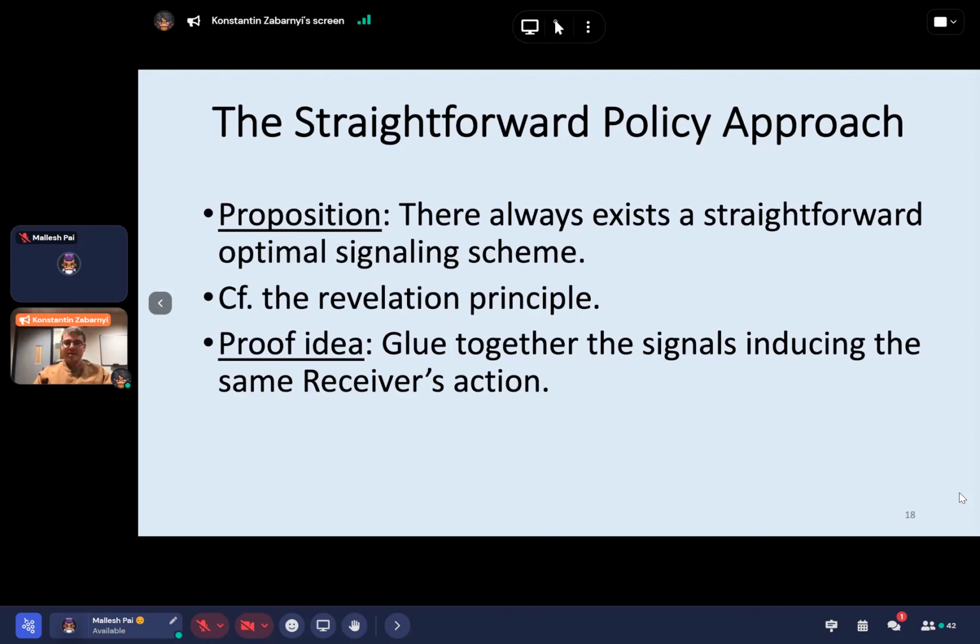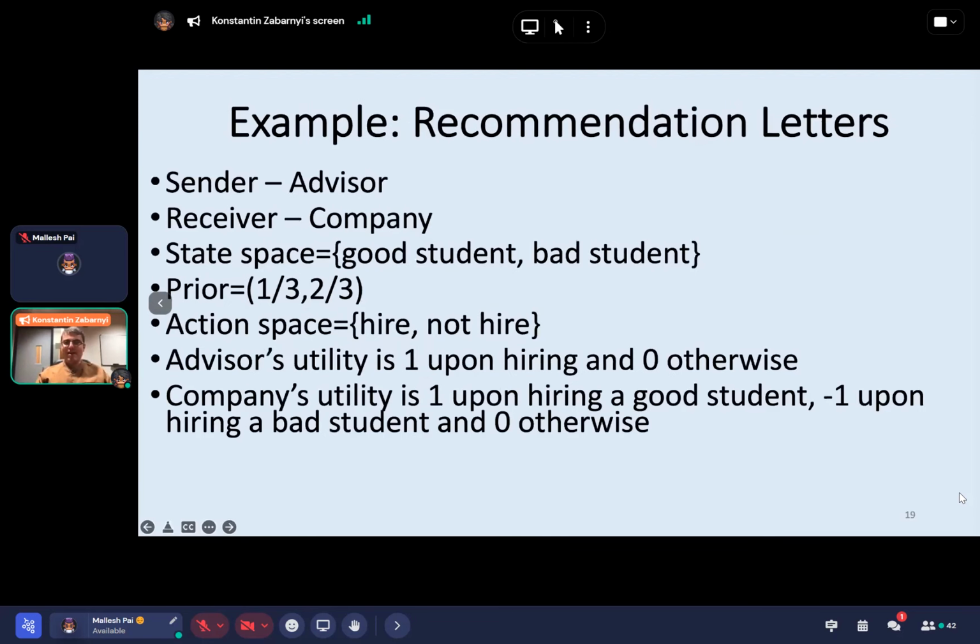But I will demonstrate how you can use the knowledge that there always exists an optimal signal scheme which is straightforward in practice. So let's put numbers in the leading example of advisor and company. So suppose that there is a probability of 1/3 that the student is good, and a probability of 2/3 that the student is bad. And I remind you that the possible actions are to hire or not to hire the student.